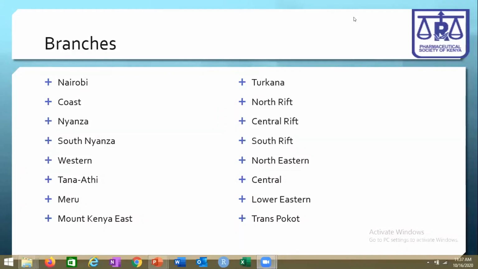So Dr. Matimbai, Western Branch Chair. We have Thanathi, that's Dr. Bernard, Meru, Dr. Kome. We have Mount Kenya East, Turkana, North Rift, Central Rift, South Rift, Northeastern, Central, Lower Eastern. Let me just list their members here.